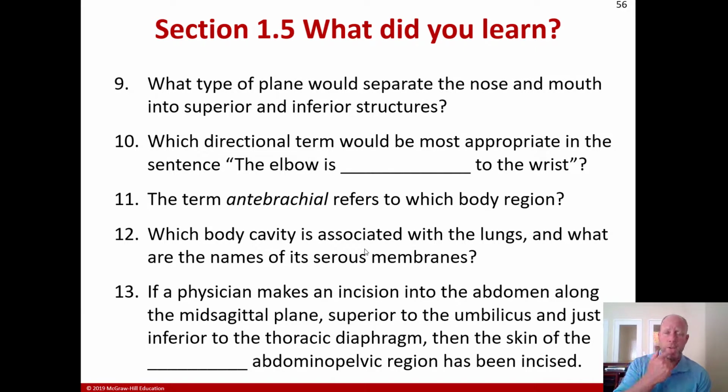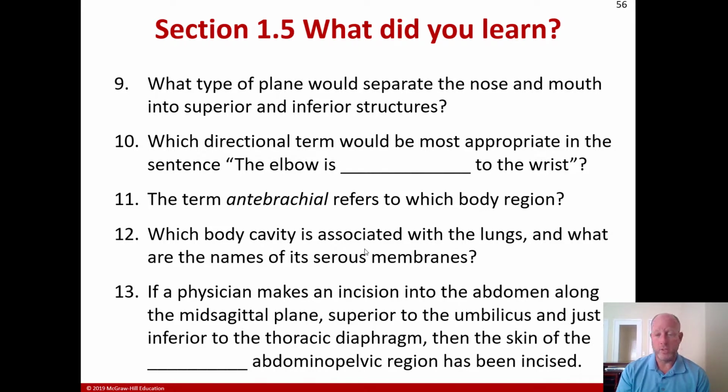So what you should be able to do is identify what type of plane would separate the nose and the mouth into superior and inferior structures. You should know that. It's a simple transverse plane, okay? Which directional term would be most appropriate in the sentence, the elbow is blank to the wrist? The elbow is actually superior to the wrist. The term antebrachial refers to which body region? That was the forearm. Okay.